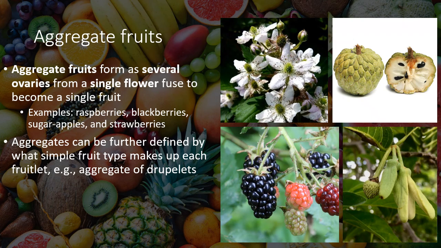Our aggregate fruits can also be defined or further described by what type of simple fruit makes up each fruitlet. For example, a blackberry is actually an aggregate of drupelets. If you've ever tried to chew up a blackberry, the seeds are quite hard, and that's because each seed is actually covered in a small woody endocarp. So each tiny little fruitlet within the aggregate fruit that is a blackberry is actually a tiny little drupe, kind of like a peach. You could also have an aggregate of berries or any other number of aggregates of any other fruit type.